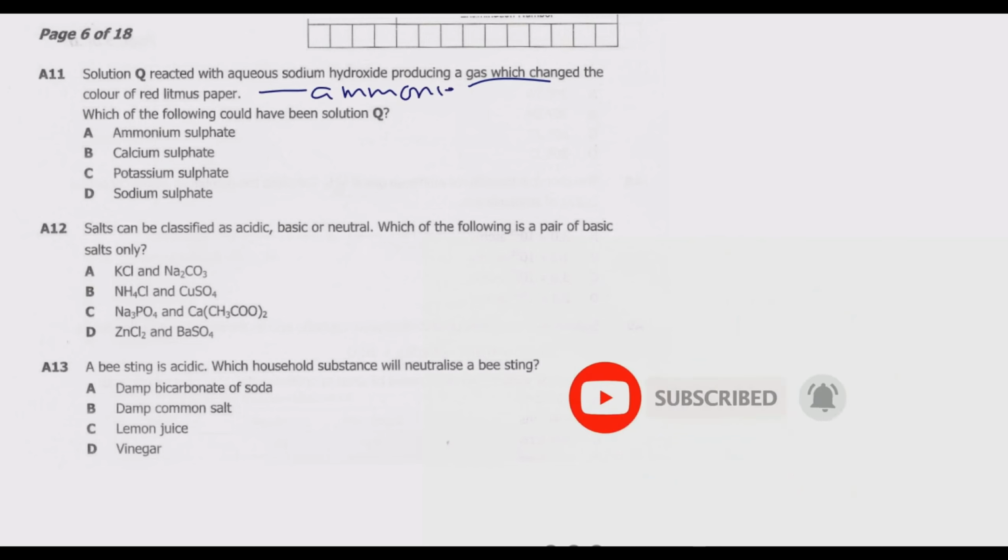So if we want to get ammonia gas, we need to have ammonia in our solution. So this one has no ammonia, no ammonia, no ammonia. So basically what we have is ammonium sulfate. Okay, we go to question number 12.